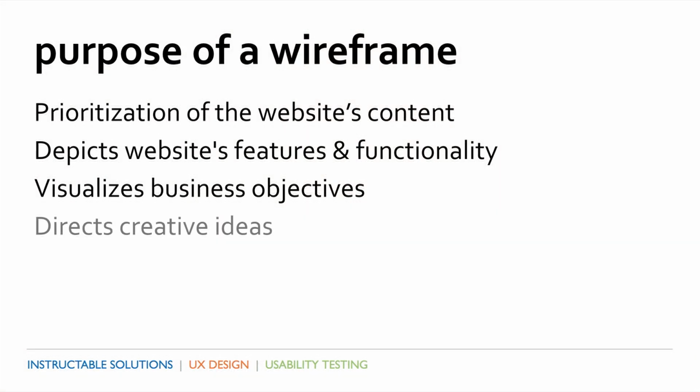We want to display the content and the function that was agreed upon in the scope plane. We want to make sure we incorporate the objectives of both the user and the business from the strategy plane. And of course, we structure our skeleton based on the deliverables that we created in the structure plane.